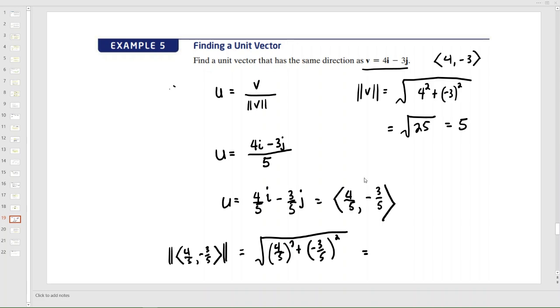Alright, and then that would be 16/25 plus 9/25. The square root of 16 and 9 is 25. And as we expect, we got a unit vector, so its magnitude is 1.